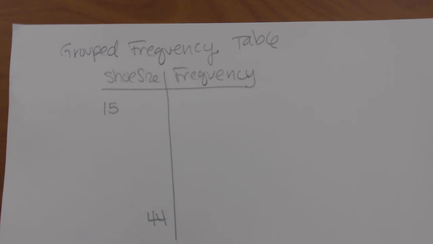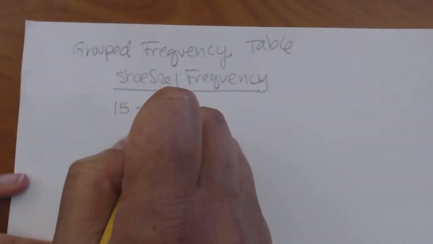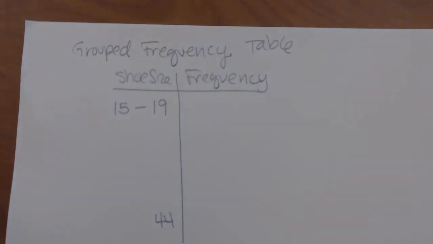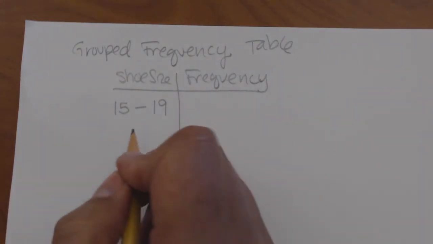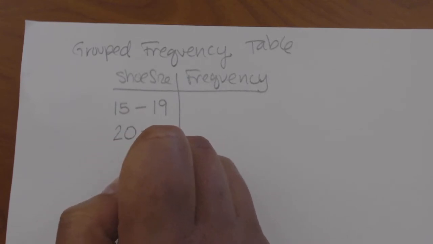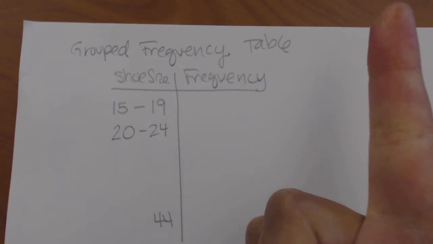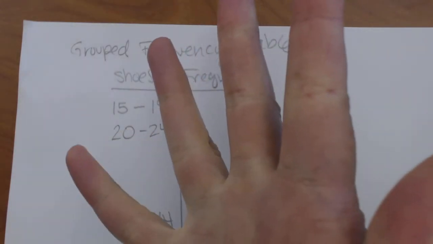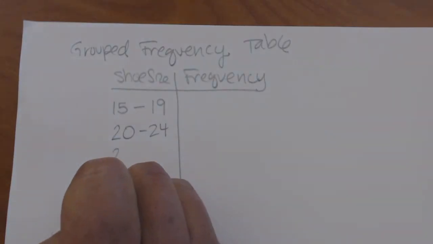So let's see, 15, 16, 17, 18, 19. So 15 to 19, that's 5 numbers, including 15 and 19. So we can go 20 through 24: 20, 21, 22, 23, 24. Again, 5 numbers. This is working out.